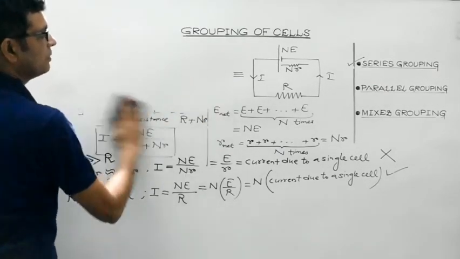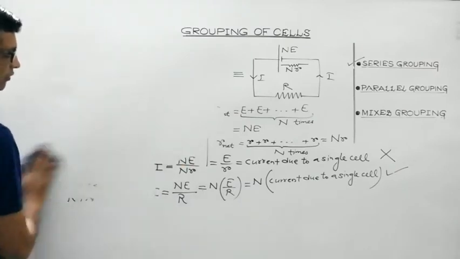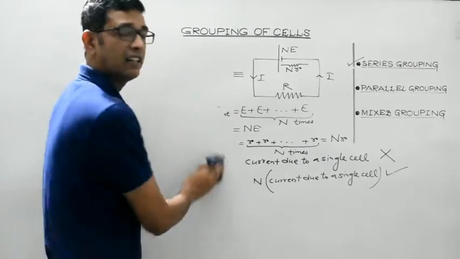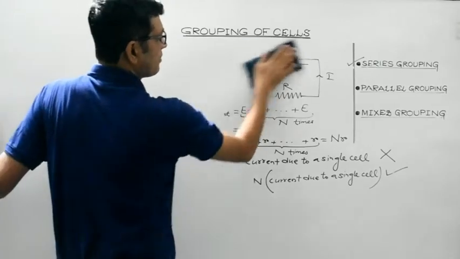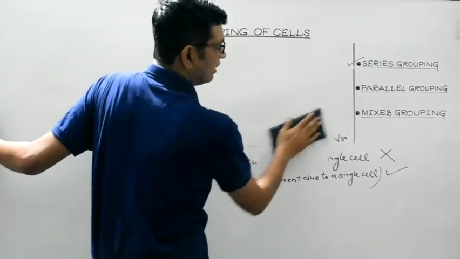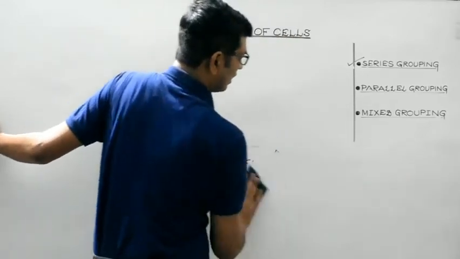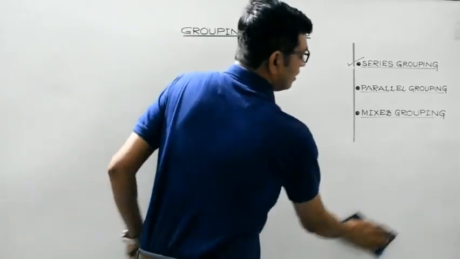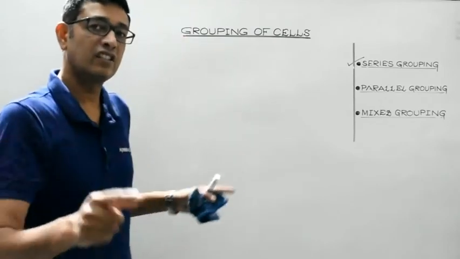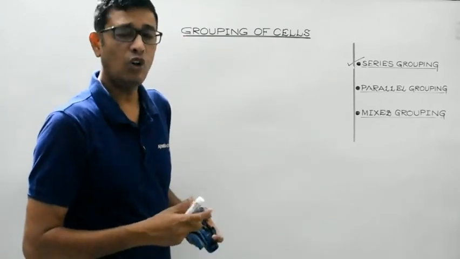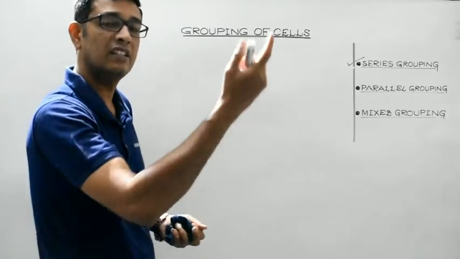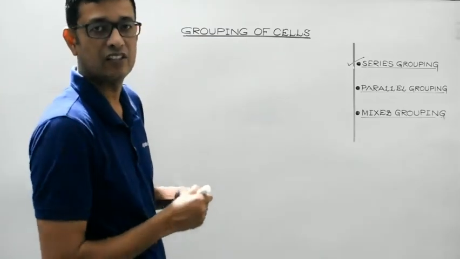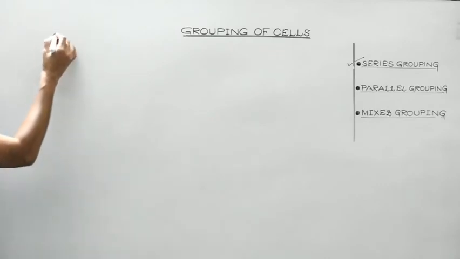So we'll consider the same intro, that is, we have considered n identical cells. All cells are identical, each of EMF capital E and having internal resistance small r, connected in parallel, and an external resistor is connected across the combination, and all the cells are connected in such a manner so as to send current in the same direction through the external resistor. So this is the diagram.